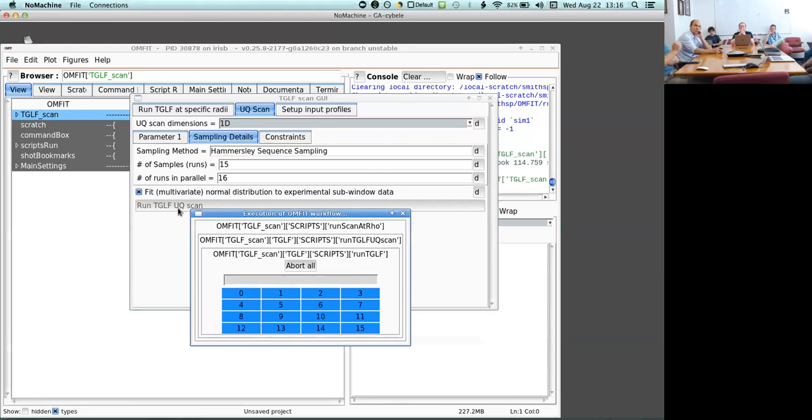Why did you have to change that to 16? Is it because it's the nominal value plus 15 variations? Yes, exactly. What OMFIT is doing is getting all these 15 samples plus the nominal experimental value. That's why I added 1 more parallel processor to do that nominal value over here.